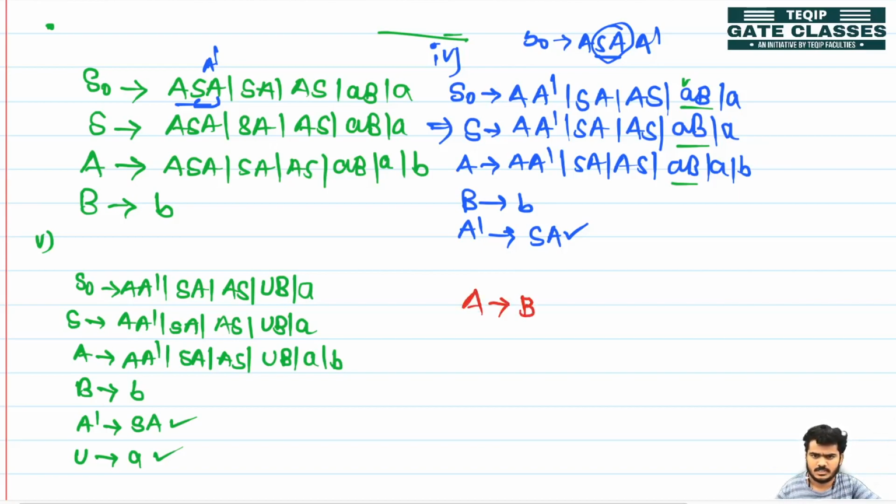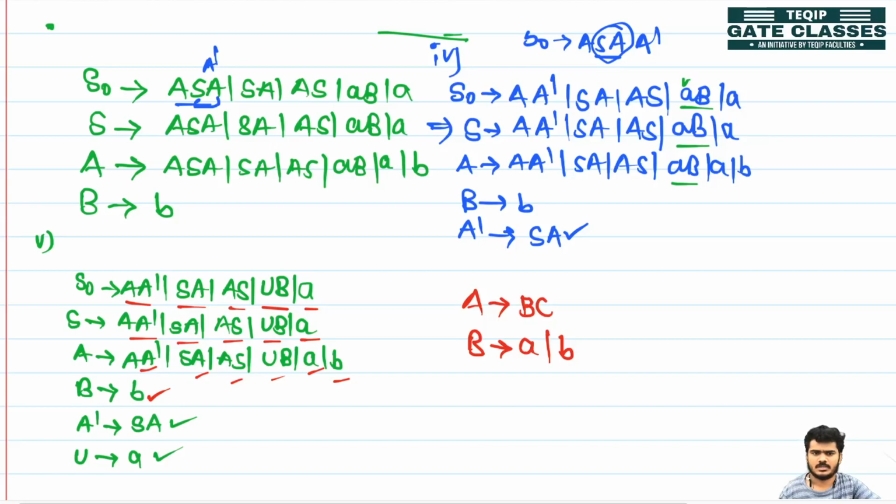CNF form production will look like this. Either A is producing C, or B is producing like A or B. You can say that is one terminal or two non-terminals. So S naught is producing, this contains two non-terminals, one terminal, two non-terminals, and finally one terminal. Two non-terminals, two non-terminals, two non-terminals. Okay, so this is also one terminal.